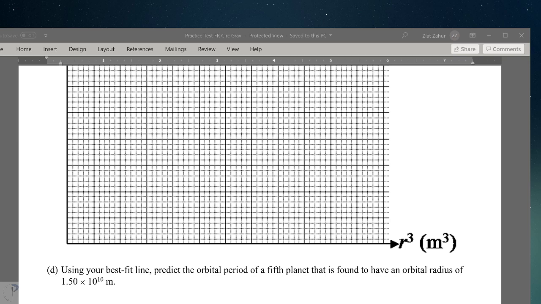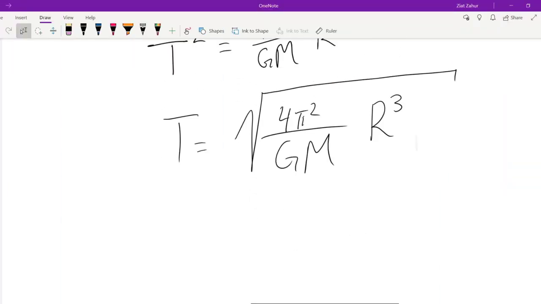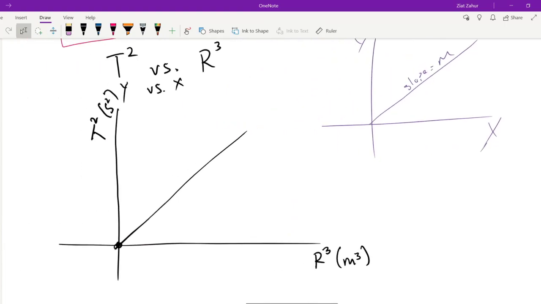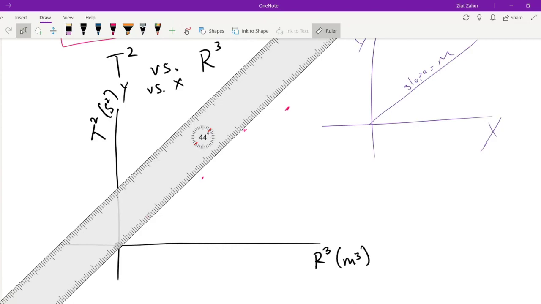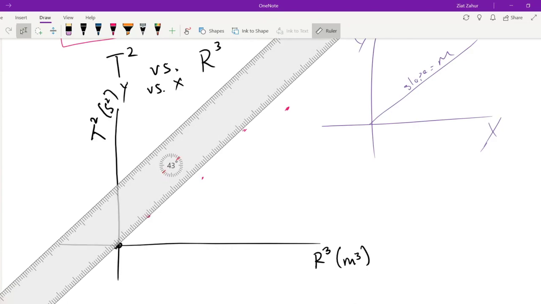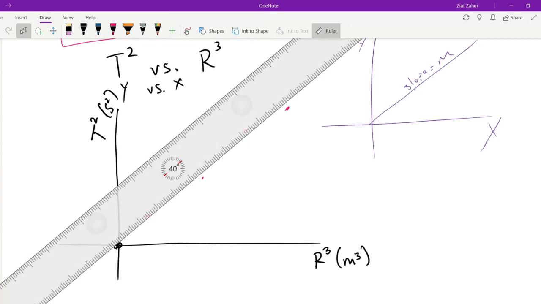Wouldn't the 4 pi squared over GM be the slope of the best fit line? Yeah. However, you got to be careful. That is a true statement. But when the question says use the best fit line to predict, what you're doing is you go to your graph, right? You get 4 planetary data, so you should have 4 dots in your scatter plot. Boom, boom, boom, boom. And then you use a straight edge, like your ID card, and you draw a best fit line, like so.